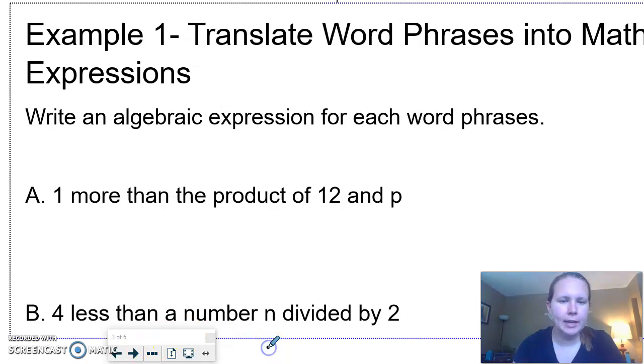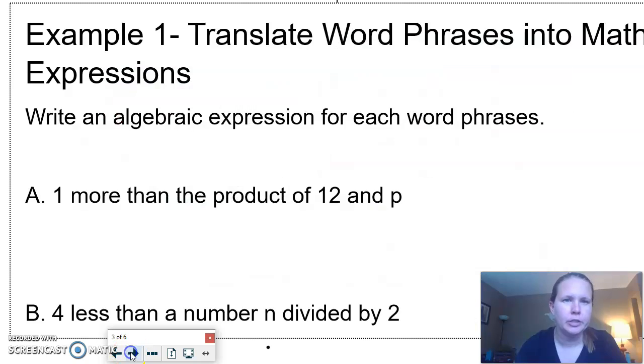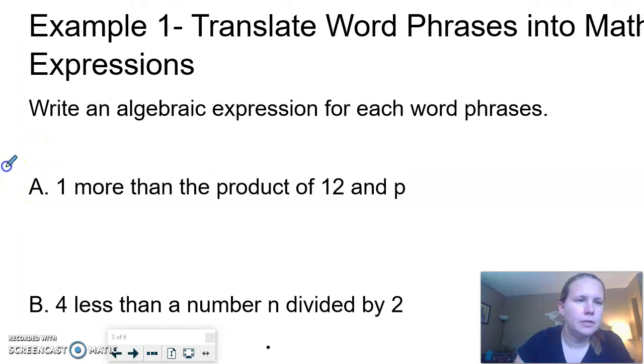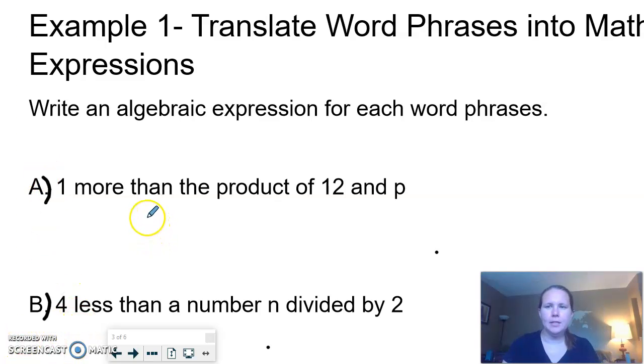Let's go ahead and take a look at some examples. Our first example is to translate word phrases into math expressions. So basically we're taking this part, but we need to do it in the math expression. We don't have the expression part over here, we just have the words, and we're going to change it into an expression. So remember the A and B here, that's just the problem number. Alrighty, so let's take a look at these ones.